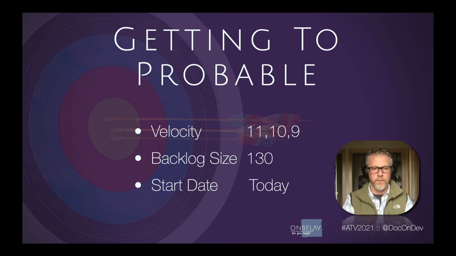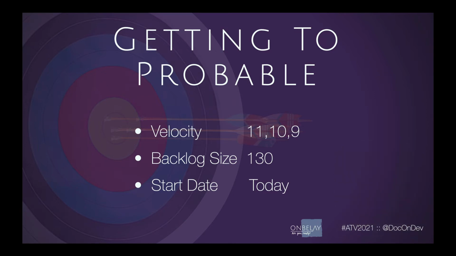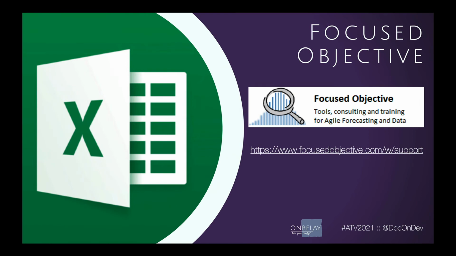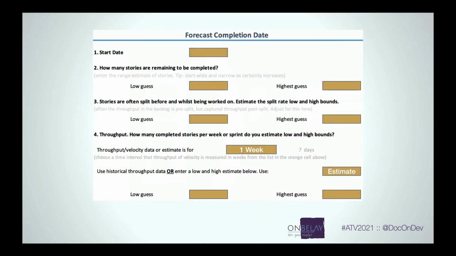So what do we do? We take 11, 10, 9, and average them. That's 10. We divide 130 by 10, we get 13. Our iterations are a week long. Magic, 13 weeks. If we start today, we should be able to get this work done. Great. But how probable is that? Let's take a look at this tool that's available from the folks over at Focused Objective. Here's a link that'll get you to this tool, and I will provide some additional links at the end of the show. It's fairly straightforward. Here's a screenshot of it.